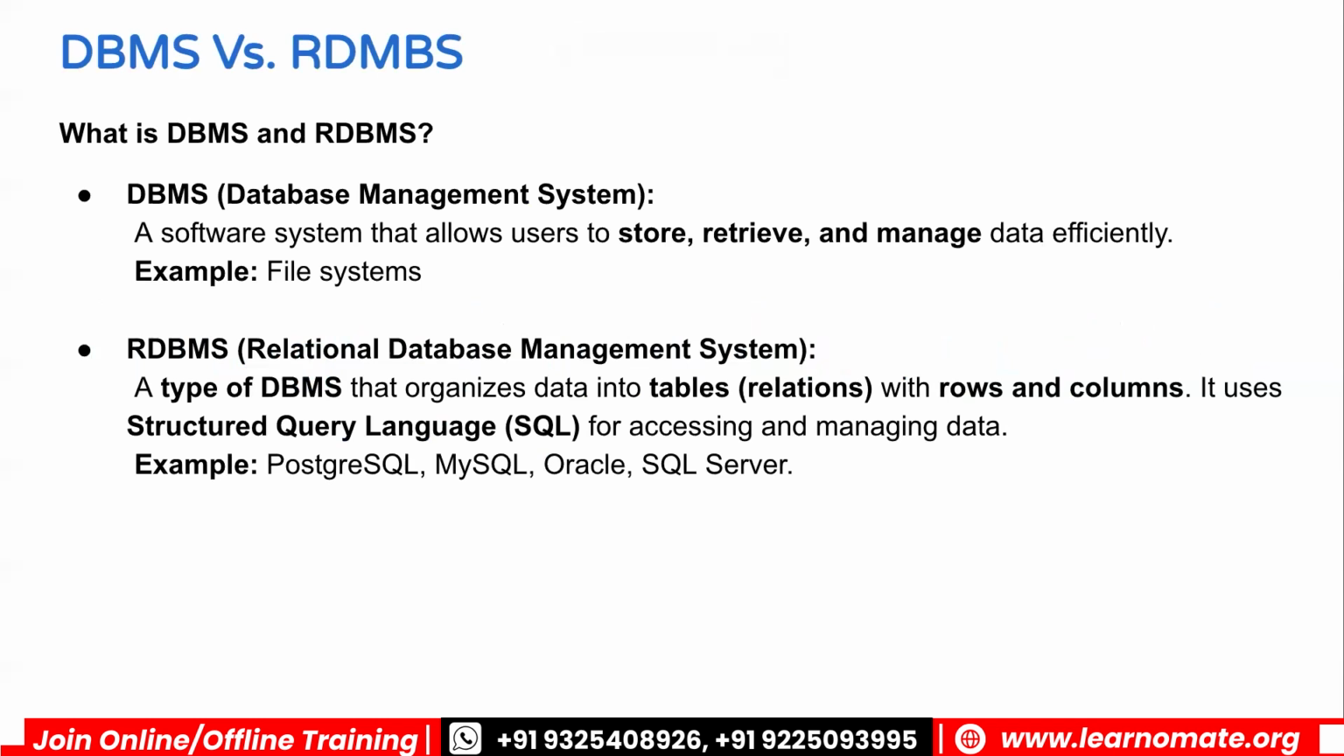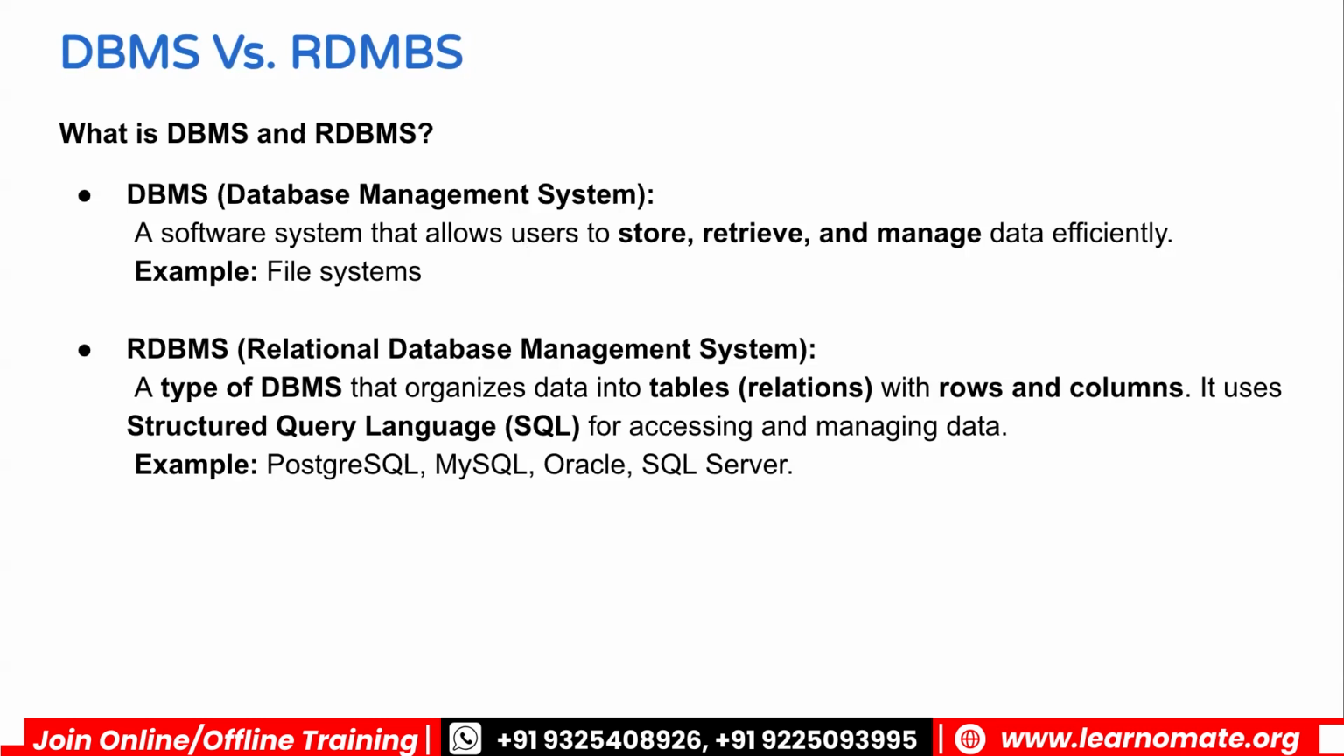There are two types of database management systems: one is the relational one, and one is the traditional one. A database management system is software that allows users to store, retrieve, and manage data efficiently. For example, file systems, or just take the example of a library. If it is organized in a structured way, then it is easy to retrieve books or any kind of information, correct?